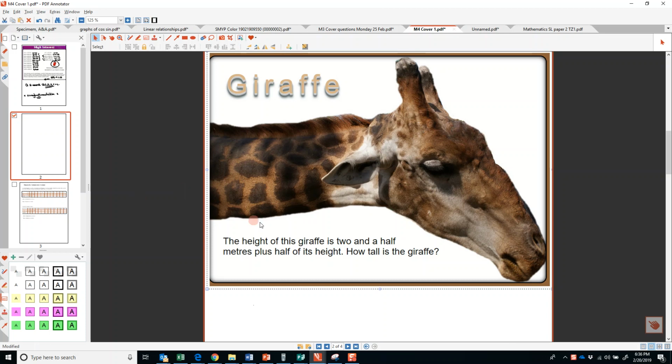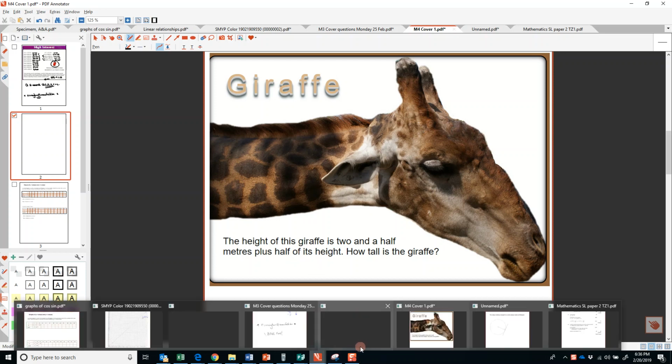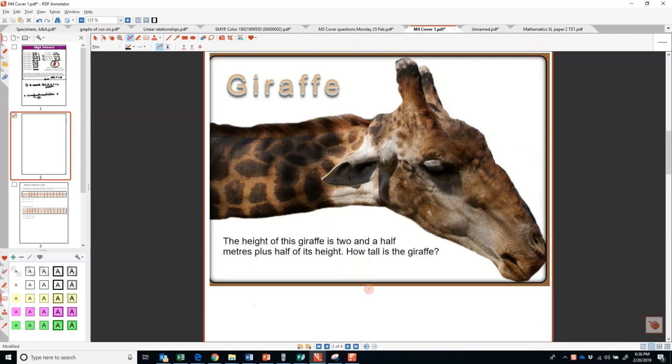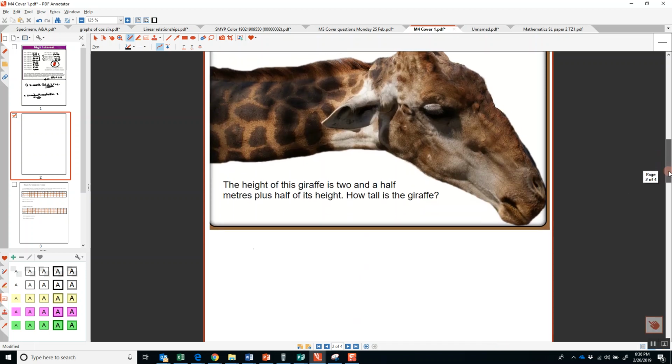So to get you started, this is your starter to go. Have a go at it for 5 or 6 minutes. It's a pretty tough one. The height of this giraffe is 2.5 meters plus half of its height. How tall is the giraffe? Have a go. I'll pause the video and I will come back when you're ready to start it again, okay? About 5 minutes tick. Okay, so let's see if anybody got the answer.